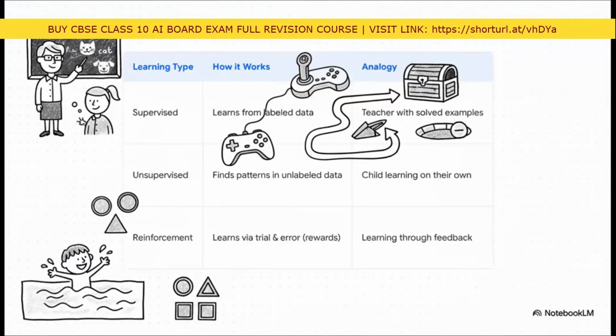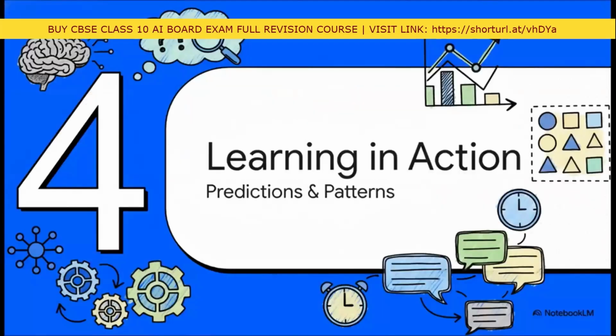And finally, we have reinforcement learning. This is the trial and error student. The AI learns by just trying stuff. It takes an action, and if it's a good one, it gets a reward, kind of like training a dog with treats. If it's a bad one, it gets a penalty. Over time, it learns to get more rewards. So we've got our student, our explorer, and our competitor. But what kind of problems are they actually trying to solve? Let's look at the real-world tasks these learning styles are built for.